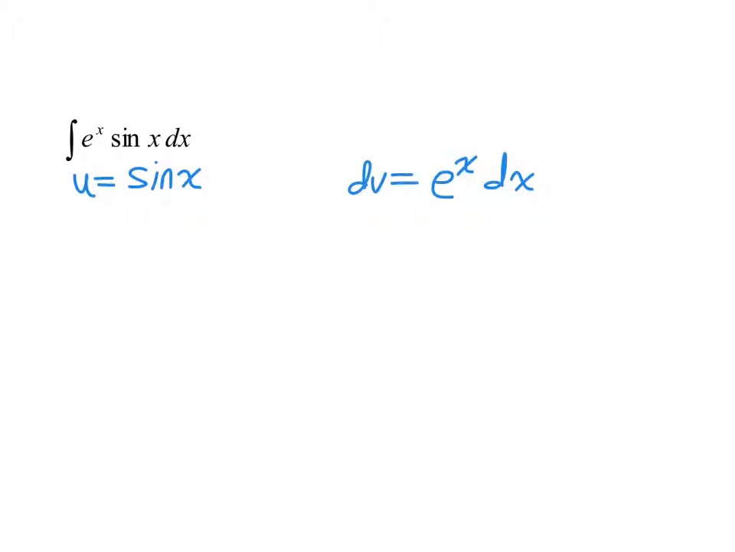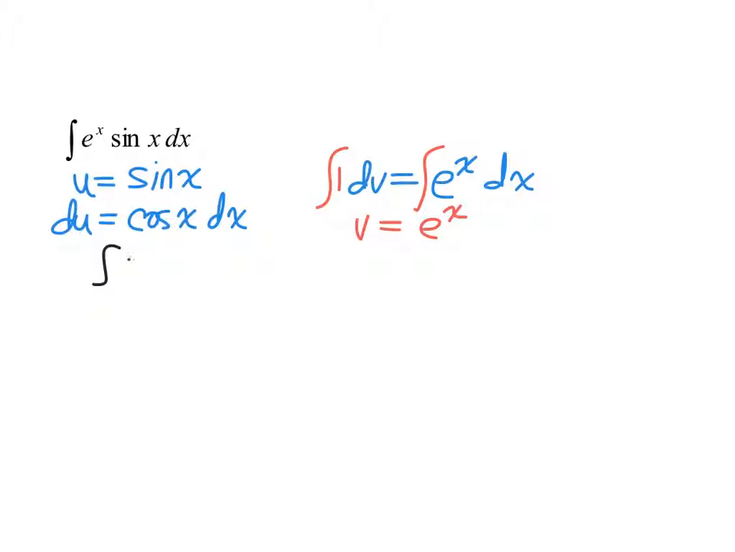So we'll go through the process. du equals cosine of x dx. Here we're integrating 1 dv and e to the x dx, so that's going to be v equals e to the x. And again, we leave off the plus C until the very last step. So the rule: the integral of u dv is equal to uv minus the integral of v du.